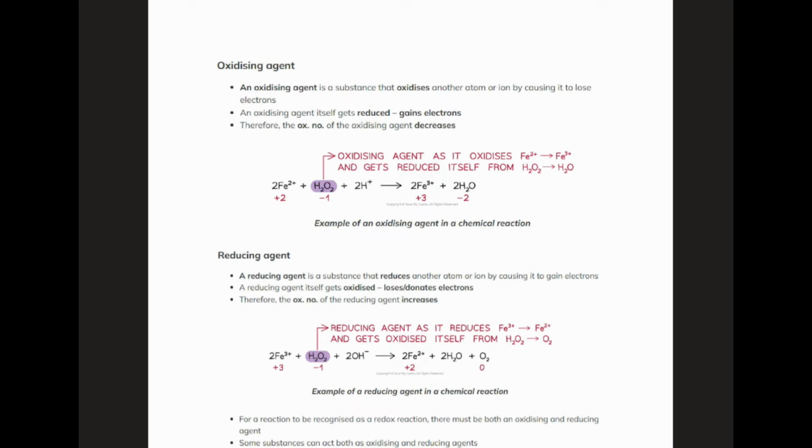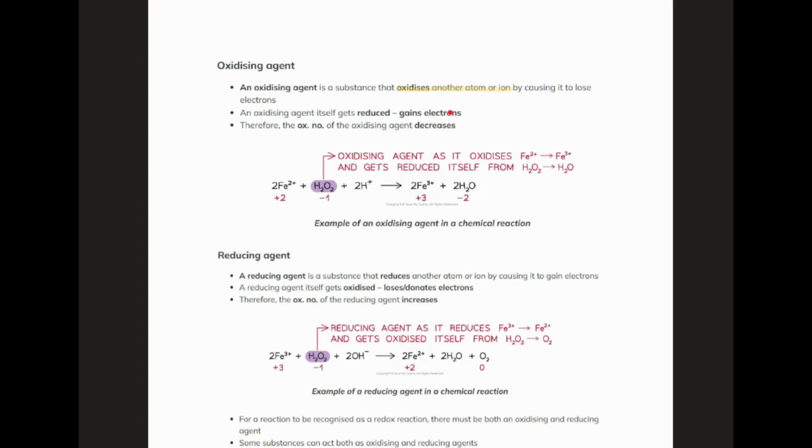So you see the important word here is actually this one, the important word. Oxidizes another atom or ion. So oxidizing agent is oxidizing others. And the oxidizing agent itself, you can see on the next page. An oxidizing agent itself gets reduced.